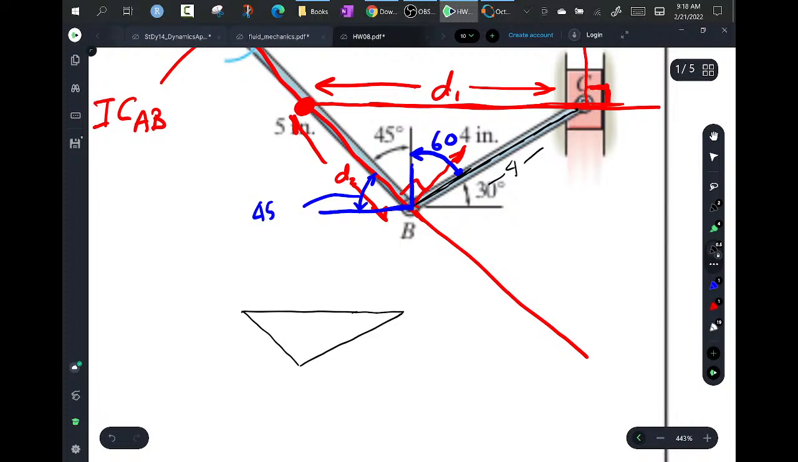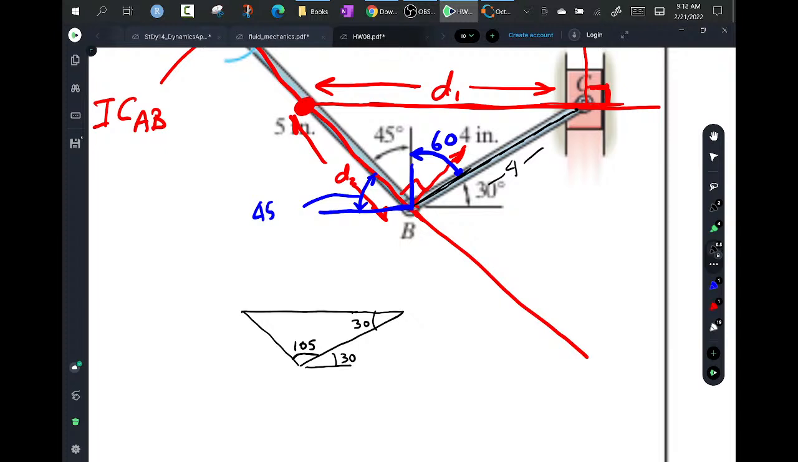So here's what I got. I got, let's see, 60. This is 115, I think. Isn't that right? No, 105. So this angle and this go together to give me 105. This angle, since this is 30, and this line is parallel to that line, that's got to be 30.